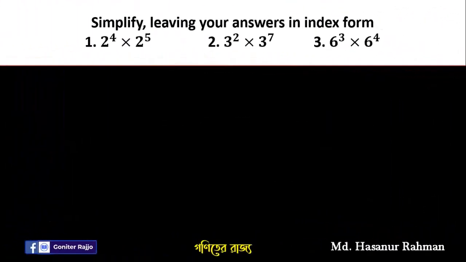Number 1 says simplify, leaving your answers in index form. Actually, 2 to the power 4 is an index form. So we have to keep our answer in that way. So how can you solve it?